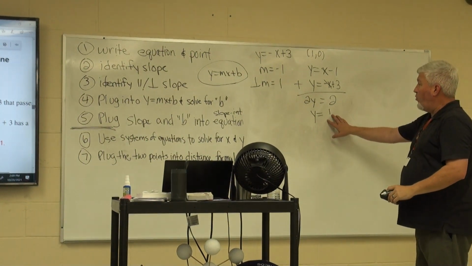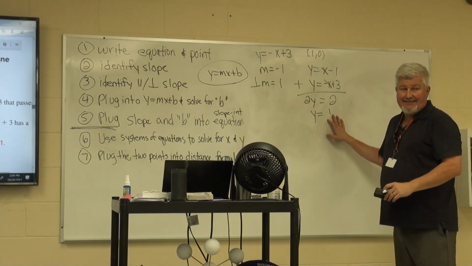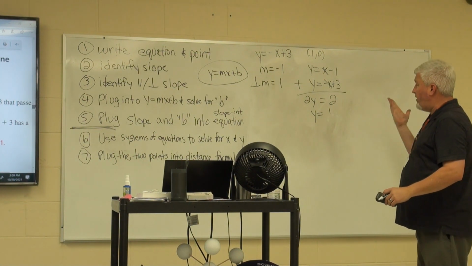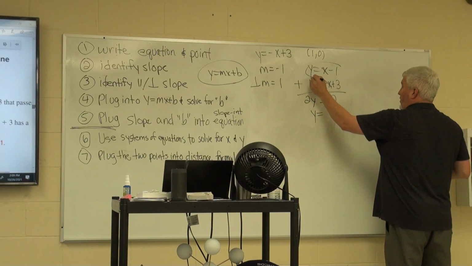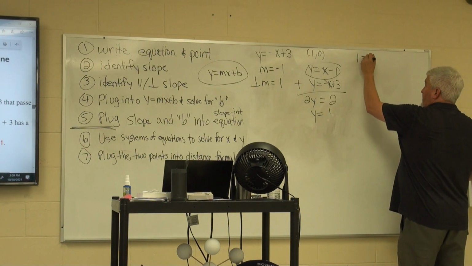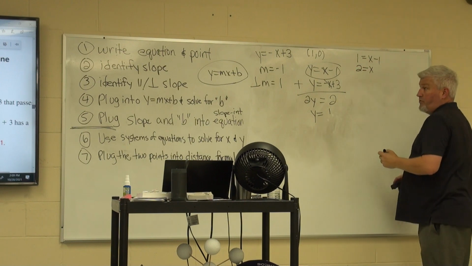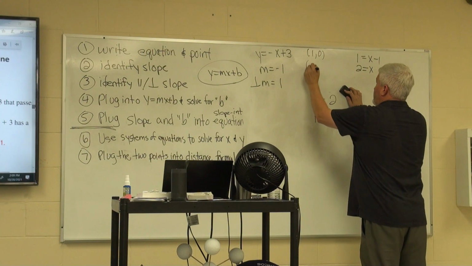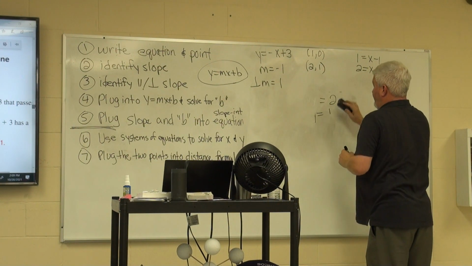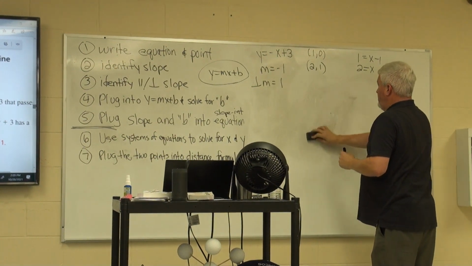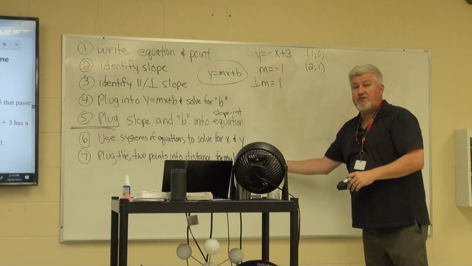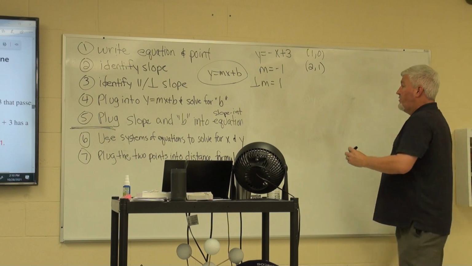Alright, so I've got the y coordinate, now I need to know what the x coordinate is. Plug the 1 back into either equation to find what x is. So I'll go with this one. 1 equals x minus 1. Add the 1 to both sides and you find that x equals 2. So my other point now is (2, 1). I found my y of 1, my x of 2. So I have my 2 points. The last step is the lovely distance formula.